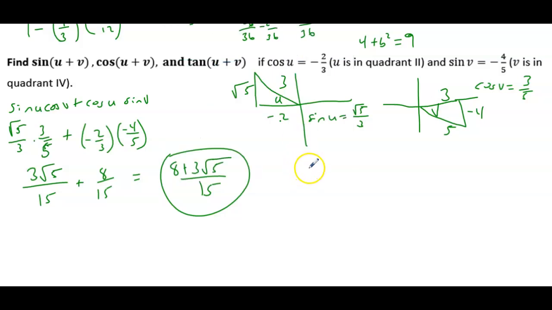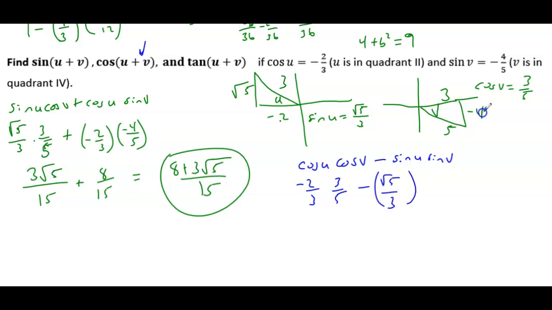So cosine of u, cosine of v, minus sine of u, sine of v, because it says a plus. So remember that sign changes. Cosine of u is negative 2 over 3. Cosine of v is 3 over 5. Minus sine of u. Sine of u is radical 5 over 3. The sine of v is going to be negative 4 over 5.